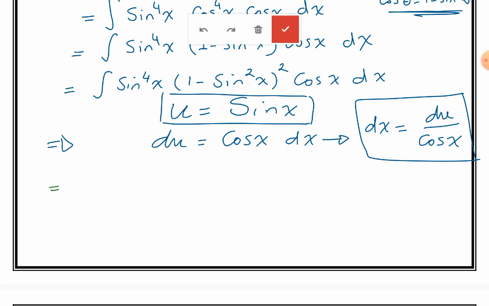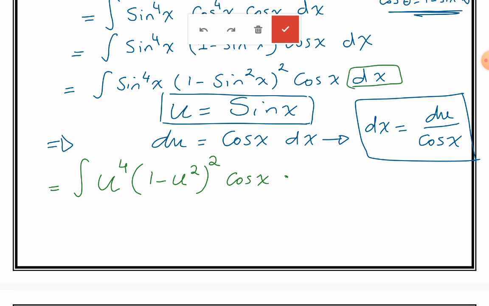we can return back again to my step and substitute u for sine. So it's u to the power of 4 now into 1 minus u squared, and this all to the power of 2. And cosine x, we will write it again, and dx is du over cosine x. And as you see here, cross out cosine x with cosine x, and then expand 1 minus u squared, and this all to the power of 2, and then multiply your answer by u to the power of 4.